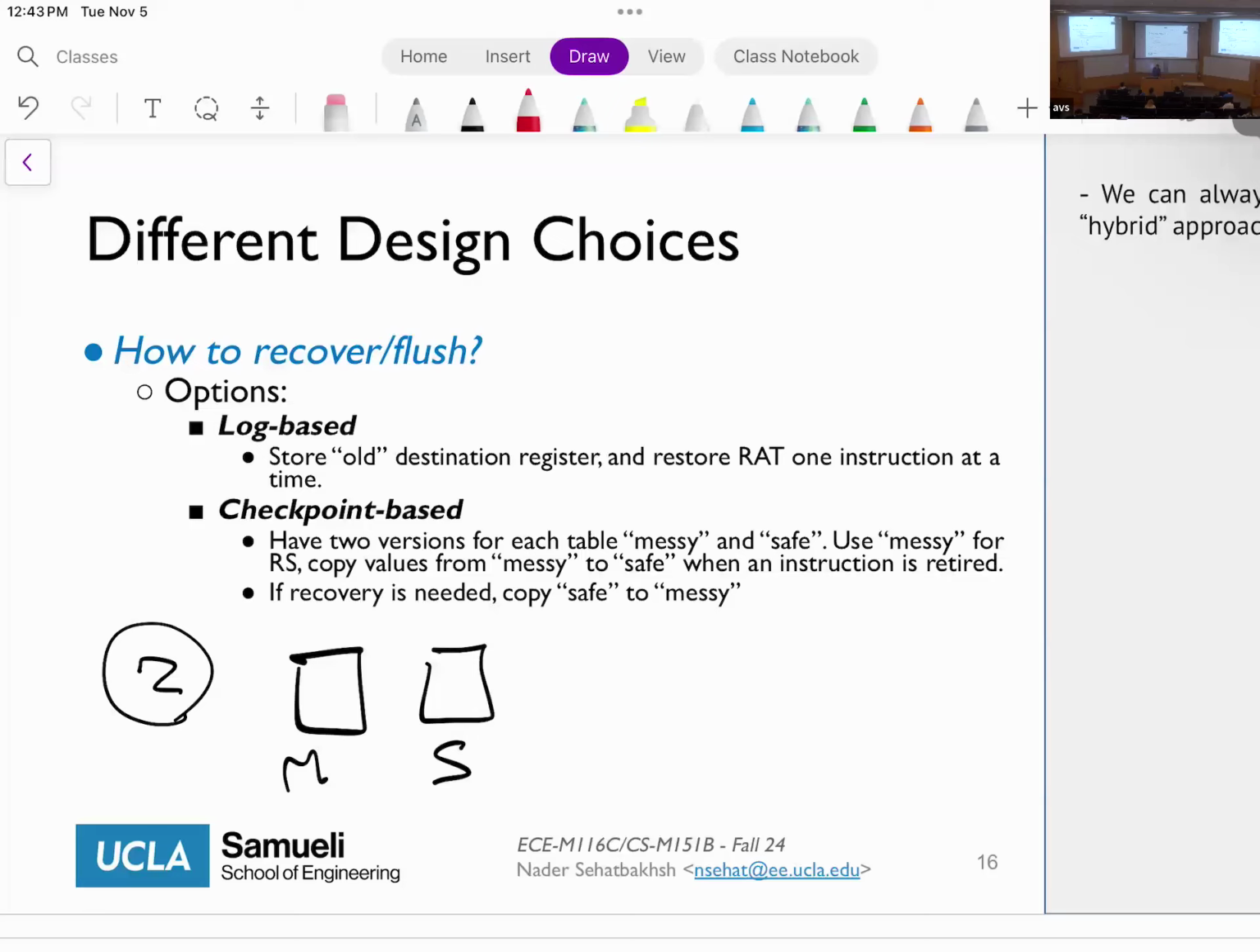Most modern systems have some form of checkpointing, but keep in mind that the number of checkpoints is also limited. You cannot have an infinite number of checkpoints, because you need to know how many copies of register files you can maintain. At some point you need to stop, and you can no longer copy things over. You need to wait until things retire, and then you can continue, okay?